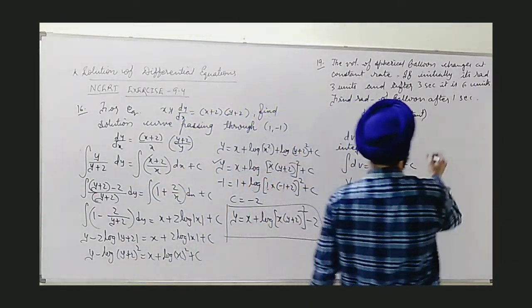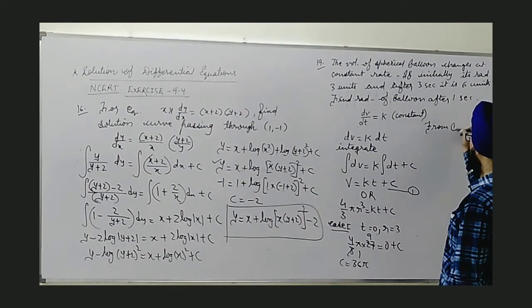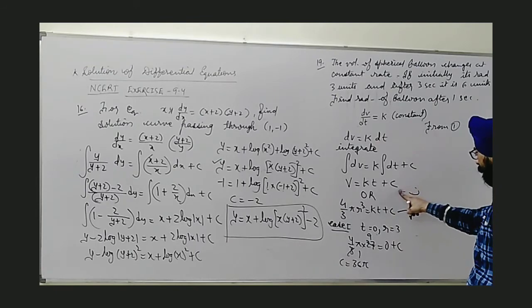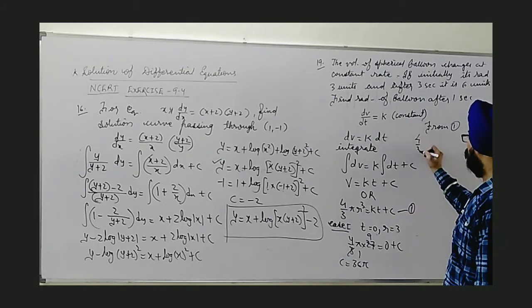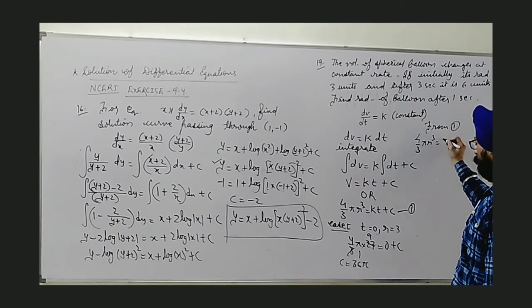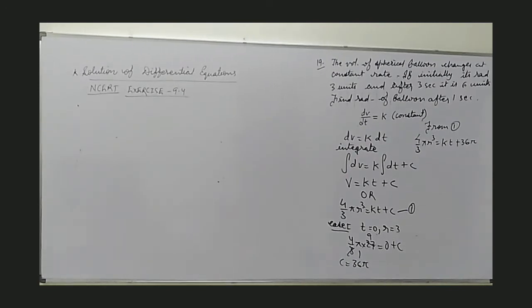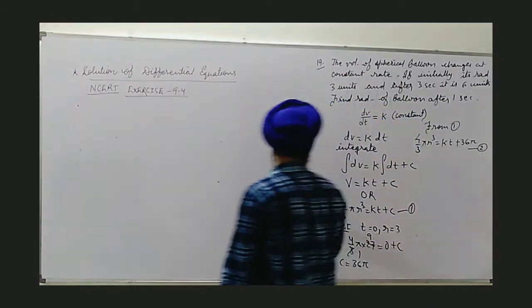So from 1 we can rewrite, putting the value of c, as we are using this in terms of radius, 4 by 3 pi r cube equal to kt plus 36 pi. Okay, now we will do case number 2. Here we go. I have written this as equation number 1, taking the value of c as 36 pi. Now give it equation number 2, and right after this we will solve case number 2.